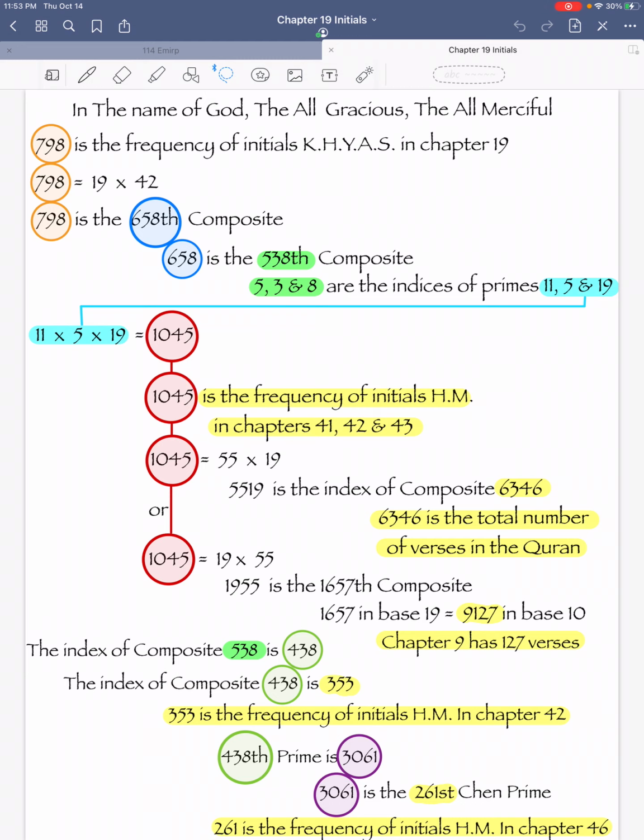Don't forget that God told us that this information will increase the faith of the faithful.